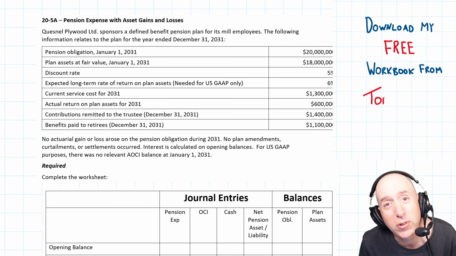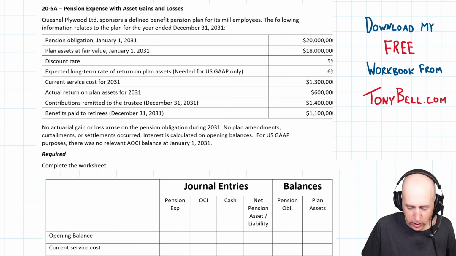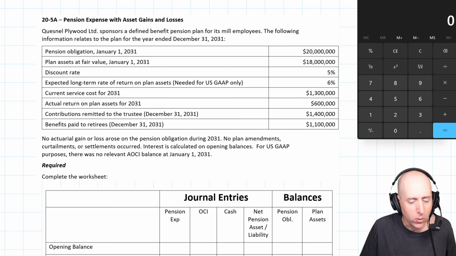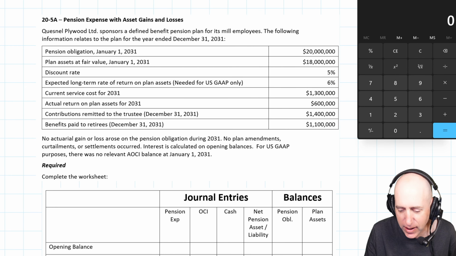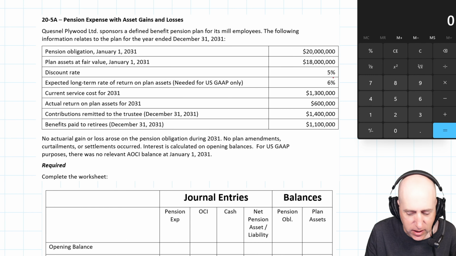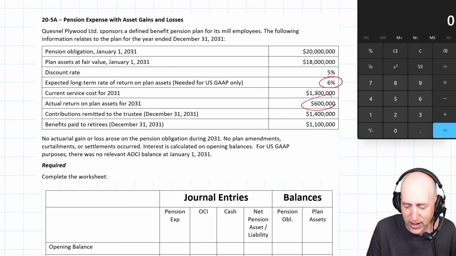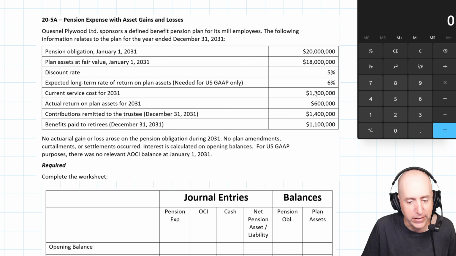Let's take a look at problem 25A. We're doing the full worksheet this time, and we add to it another quirk. That quirk is largely a US GAAP quirk, although we'll deal with it under IFRS and Canadian ASPE as well: the expected return on our assets doesn't match the actual return on our assets, as we'll soon see. And so that creates some accounting challenges for us also.